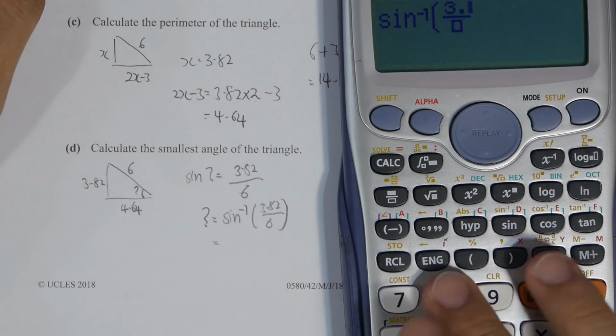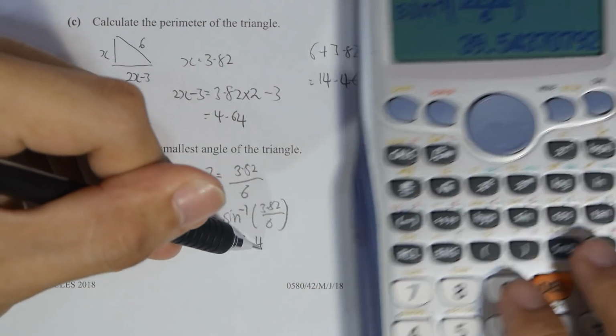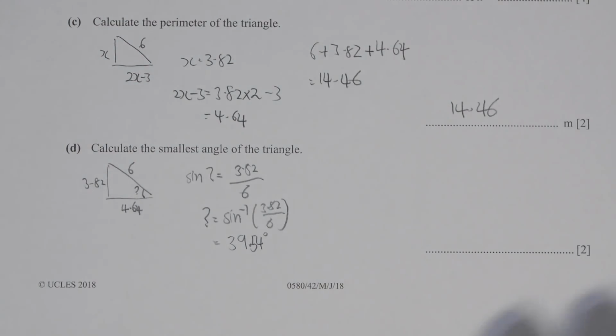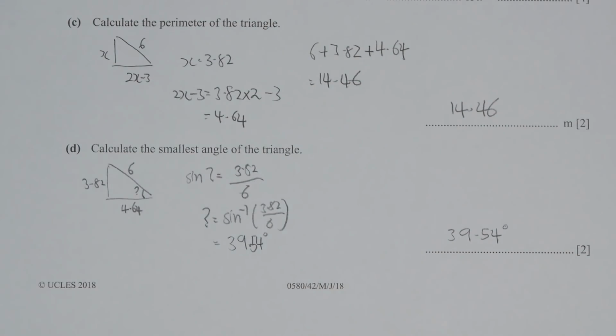Alternatively, you can also use the sine rule, because it's a right angle triangle. So it goes by sine 90 over 6 equals sine unknown over 3.82. You run the calculation, you get the same answer as well.